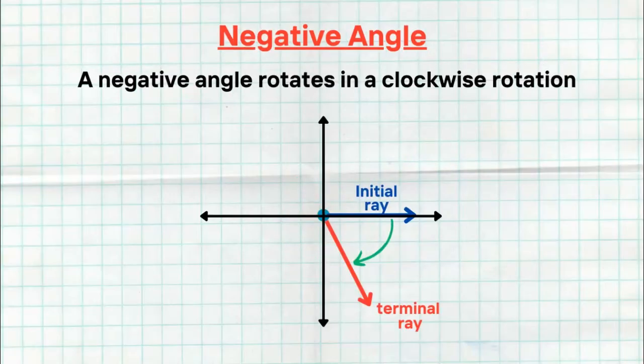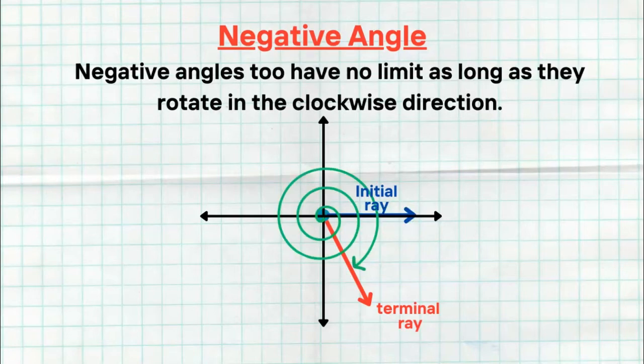Now, we also have negative angles. Negative angles simply rotate in a clockwise rotation. So again, we're starting on that positive x-axis. The initial ray has to start there. And then we're rotating down. That's going to create a negative angle going in that clockwise rotation. So here's an example of an angle that's rotating downward to get there. And that's where we're going to end our terminal ray. And that, of course, creates a negative angle.